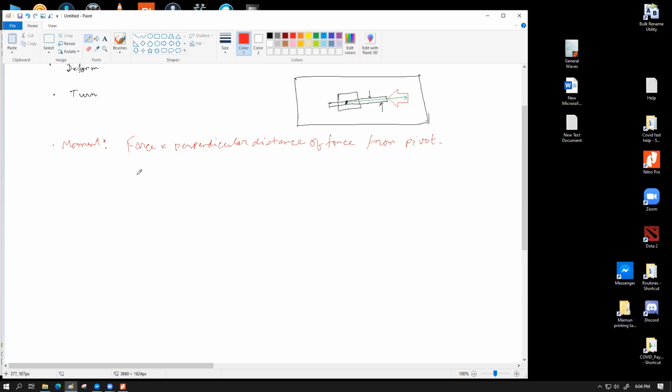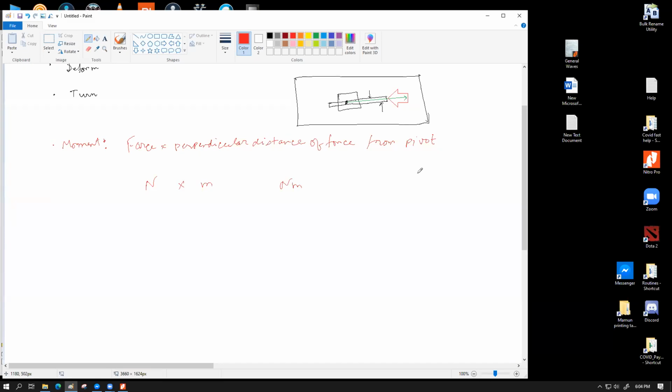For example, force is force and distance is distance. So this is a measurement of force, this is a measurement of length. So if you think that the unit for moment should be Newton multiplied by meter, we write the unit of moment in this format. So we simply write Newton meter. We do not convert this into joule.